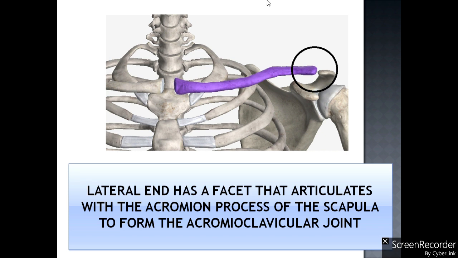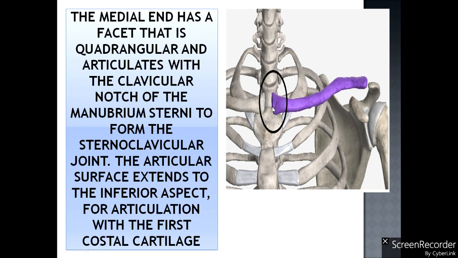The lateral end has a facet that articulates with the acromion process of the scapula to form the acromioclavicular joint, whereas the medial end has a facet that is quadrangular in shape and articulates with the clavicular notch of the manubrium sterni to form the sternoclavicular joint. The articular surface further extends downwards to the inferior aspect for articulation with the first costal cartilage.